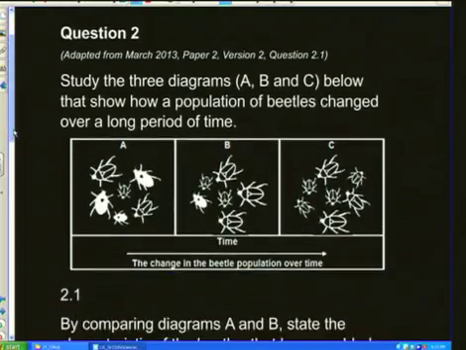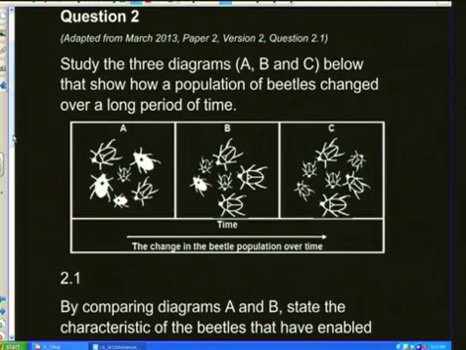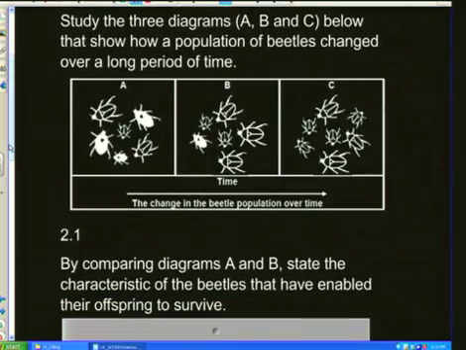Question 2. We're moving on to something else now. Study the diagrams A, B, and C below that show how a population of beetles changes over a long period of time. So they're giving you some beetles there, and then some more there, and then some more there. And here they're giving you time.